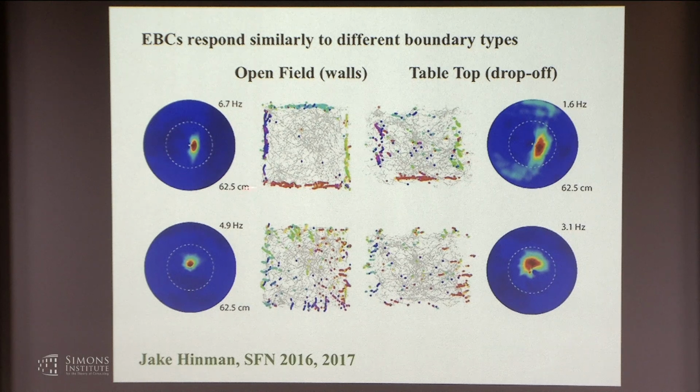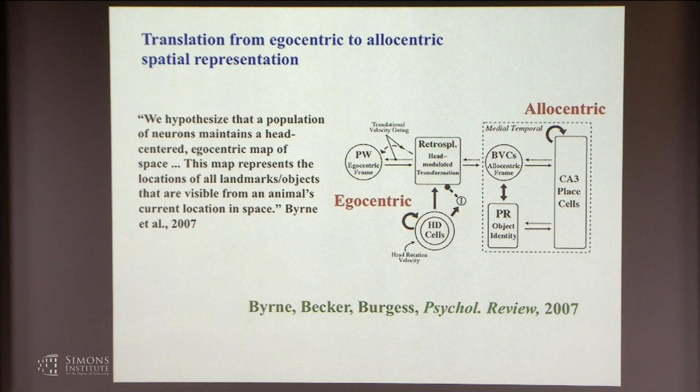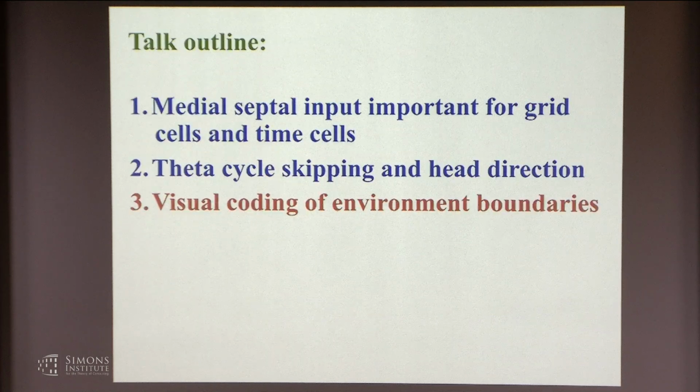And he showed, similar to what the Burgess lab and others had shown, here you see a response for an egocentric cell against a wall, here's a response for a tabletop. So they seem to be responding not just to simple visual features, but to the presence of a barrier in the environment. So this fits very well with this framework that Neil Burgess had proposed for this coding of egocentric representations that could create the allocentric representations, both of the boundaries and ultimately of place in the environment.